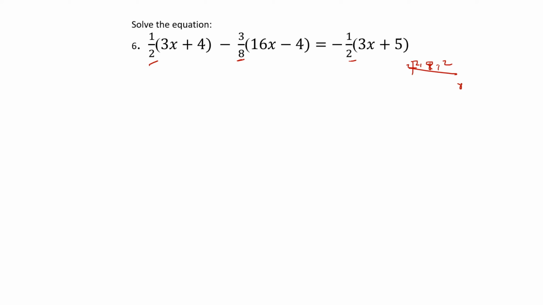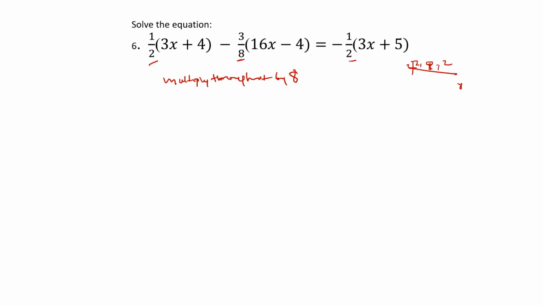So what we do, we multiply again throughout by 8, which is the LCM for the denominators. So the LCM is 8, so we're going to multiply this by 8, we'll multiply again this by 8, and we'll multiply again this by 8. Remember, you need to be careful with your negative sign because it has an effect on the rest of the numbers here.